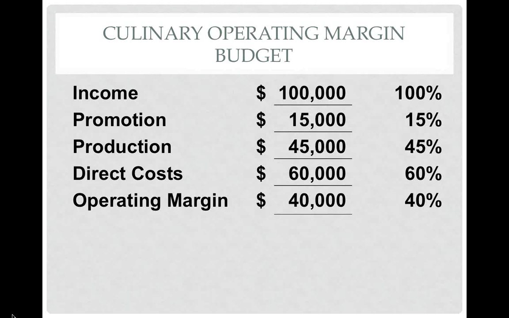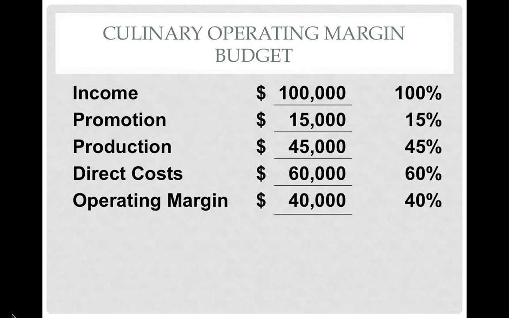So, for example, what you're looking at here, consider this a culinary subcategory. We're just looking at culinary programming. And this past year, we generated $100,000. And this past year, we spent $15,000 promoting the programs. This was our marketing dollars. And then we spent $45,000 delivering the programming. This is the instructor fees, the materials, food, whatever it might be that supports the programming.